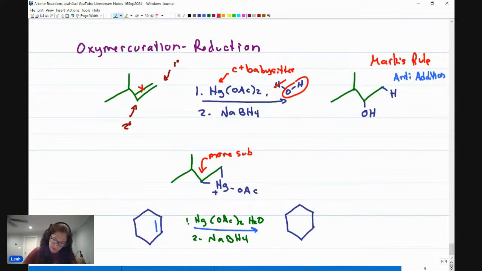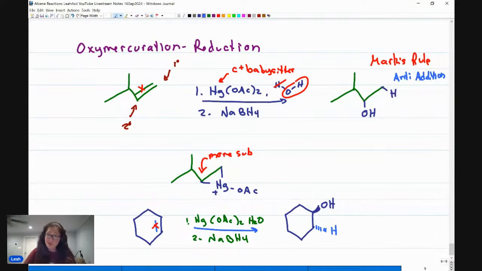Once again, we show the pi bond breaking. In this case, it doesn't matter where I put the alcohol because I don't have one carbon more substituted than the other. I have symmetry in the molecule. And so if I choose to put the alcohol on a wedge on top, I have to put the hydrogen on dashes at the bottom because it's an anti-addition because of that bridge.